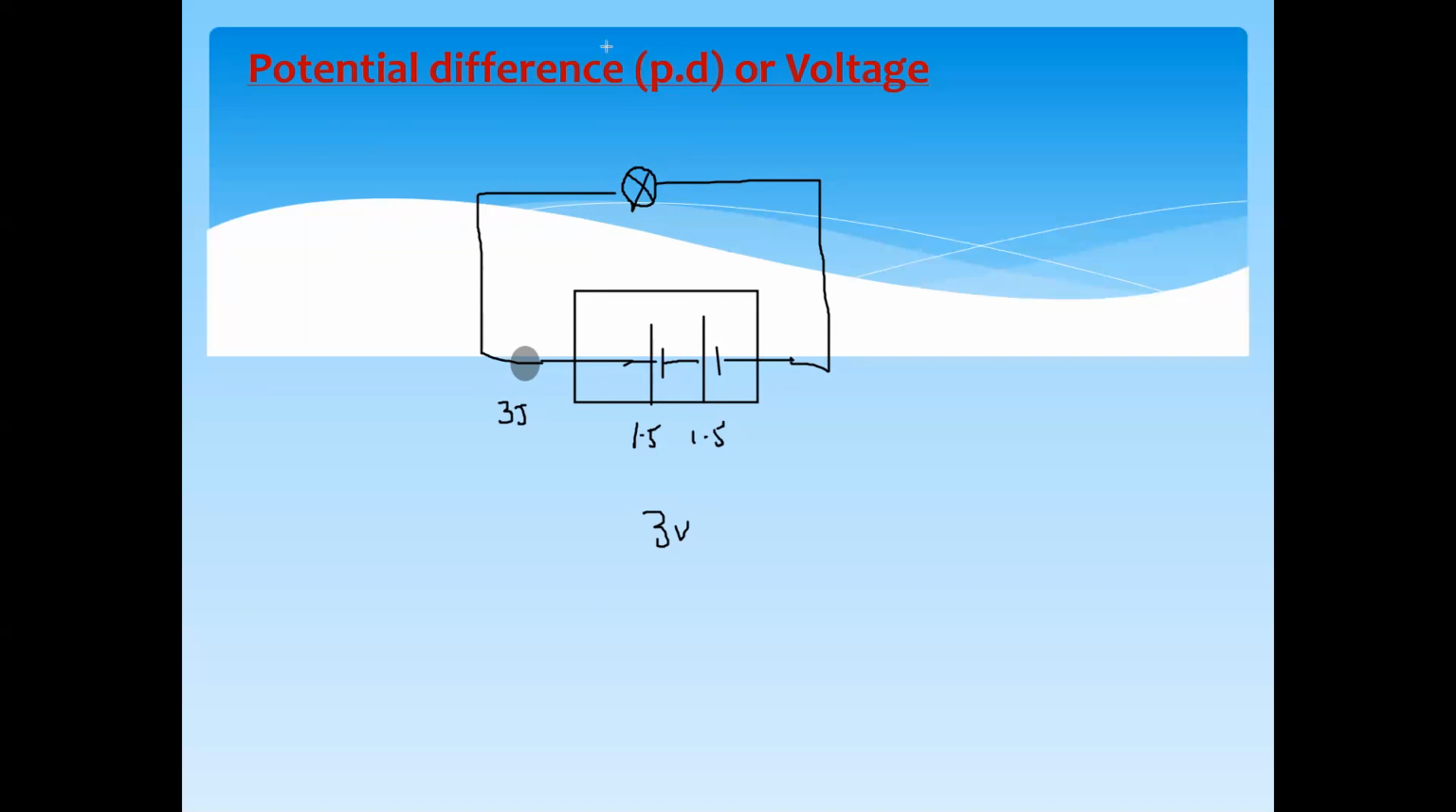Before entering the lamp, it will have 3 joules. When it passes through the lamp, it will transfer its electrical energy, so 0 joules of electrical energy will be there. So how much energy does the charge transfer when it passes through the component? This 1 coulomb of charge transferred 3 joules. So that 3 joules refers to the potential difference, or PD.